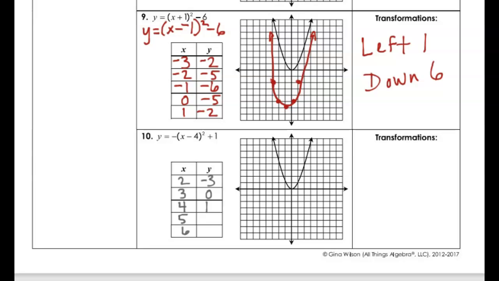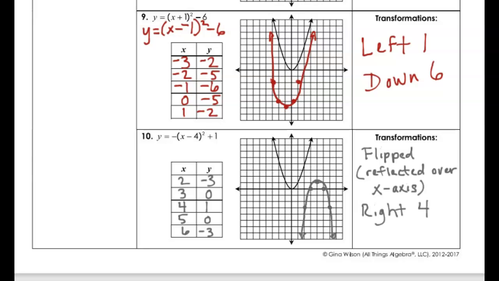And the next one, you can see the vertex is 4, 1. This one is going to be open down. So if it's open down, we're going to refer to that as a flipped transformation, or we say that it's reflected over the x-axis. Notice this one has also been shifted to the right 4 and up 1. So you're getting the sense of how these are transformed. Notice the connection between how they're shifted horizontally and how they're shifted vertically, and these numbers are coming up in the equation for each of those.